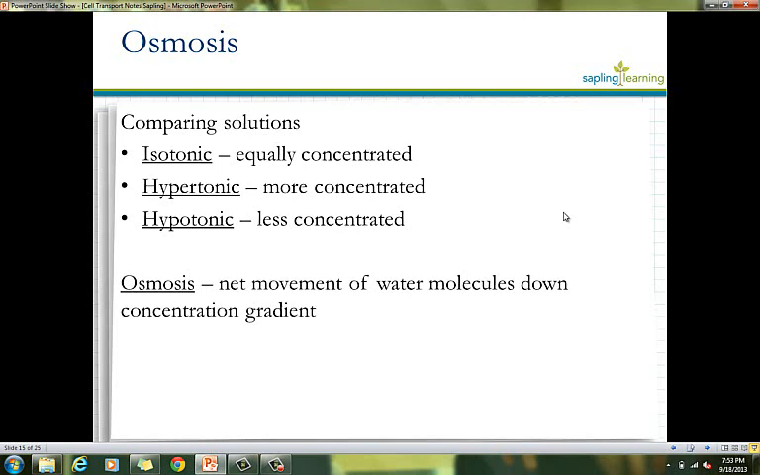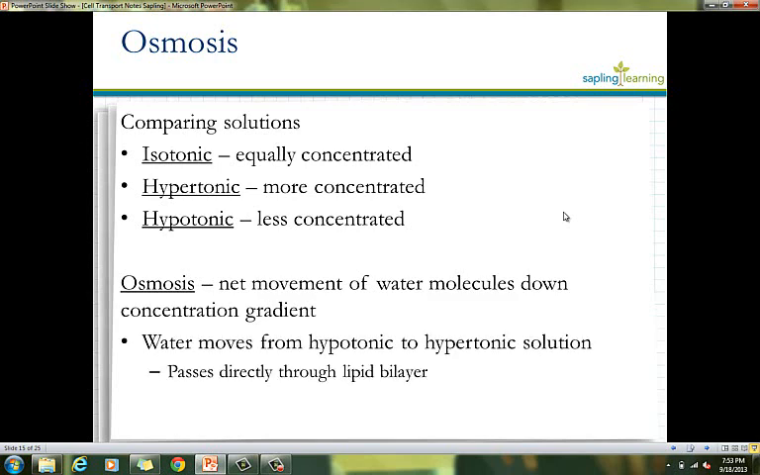Osmosis is the movement of water molecules from a less concentrated to a more concentrated solution. In cells, osmosis occurs by the diffusion of a water molecule directly through that lipid layer. So water is going to move from a hypotonic to a hypertonic solution. So it's going to pass directly through that lipid layer.